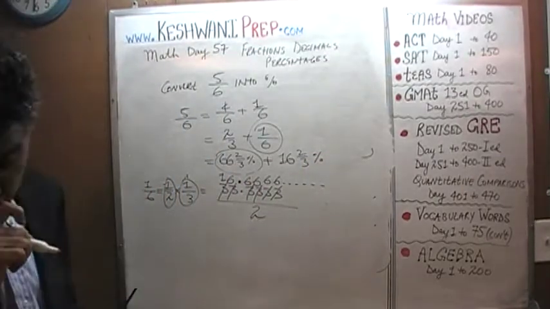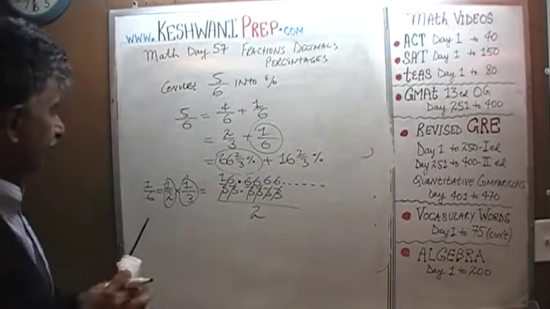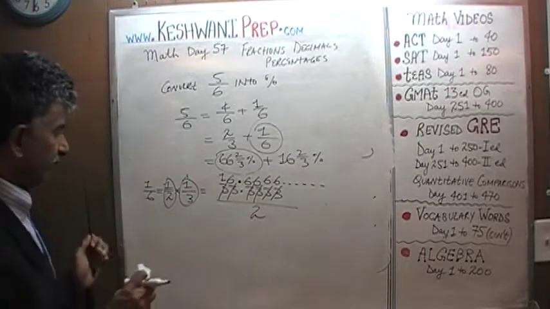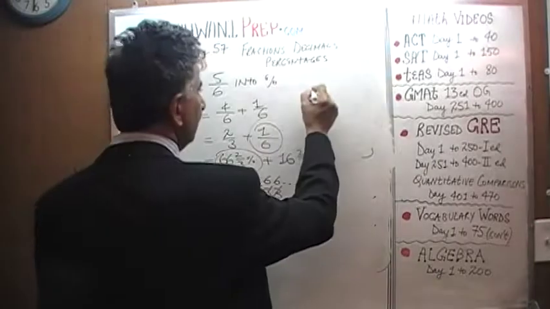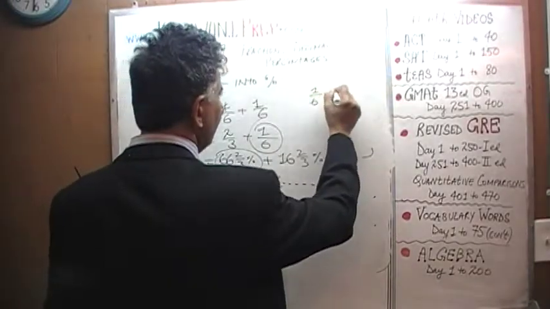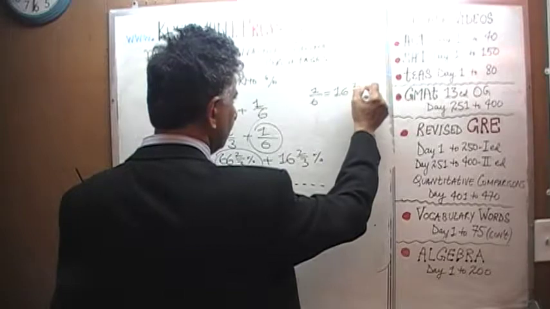16 2/3%. Okay, keep watching. Watch what happens. I need the room now, so we need to erase this part. But that's what that is. 1/6 is simply 16 2/3%.